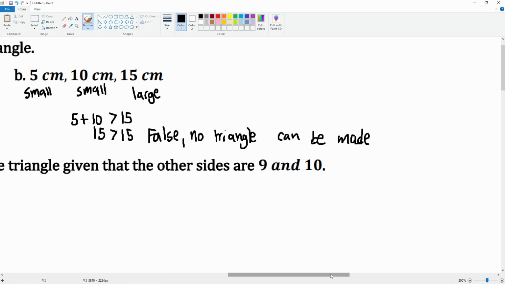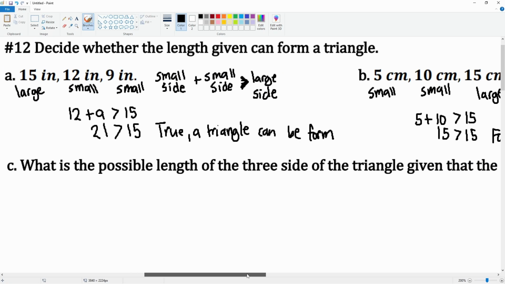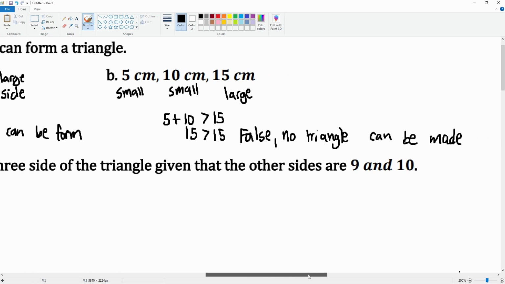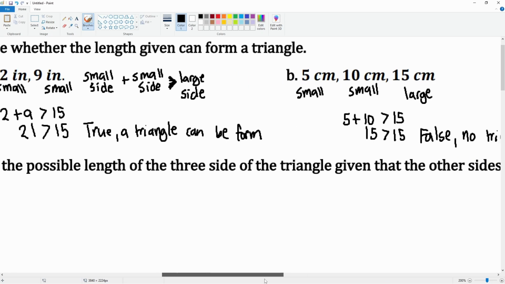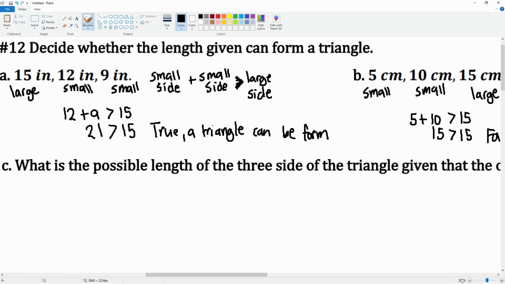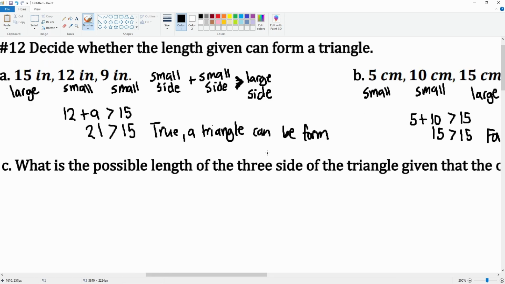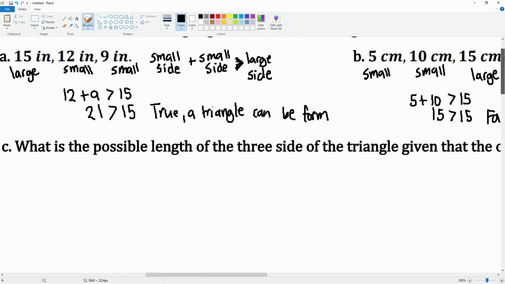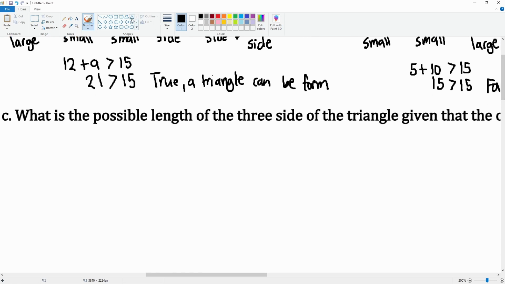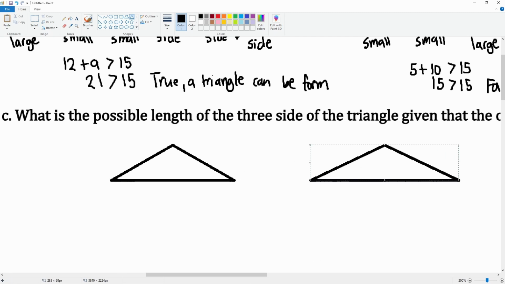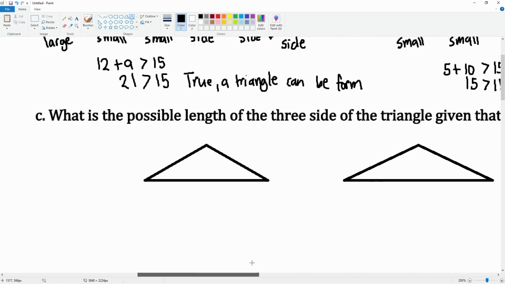Okay, there you go. And then C, what is the possible length of a three-sided triangle given the sides are 9 and 10? Wow, there are actually two answers here, okay? It depends on if that third side is the longest or not, so there are two answers that we're going to put as a compound inequality. Let me draw the triangle here. All right, here's the first one, and here's the other one. The two measurements are 9 and 10.